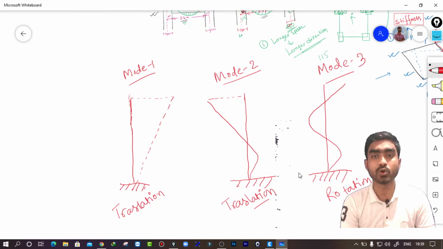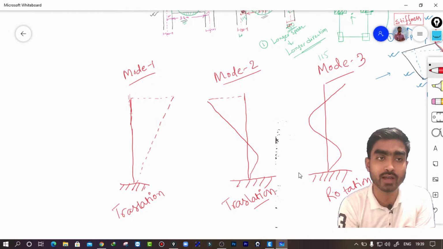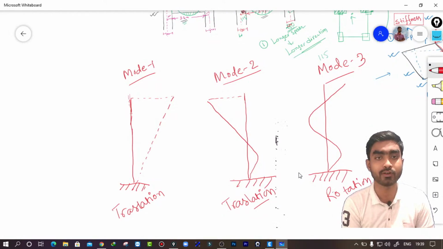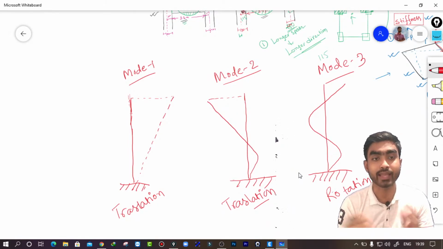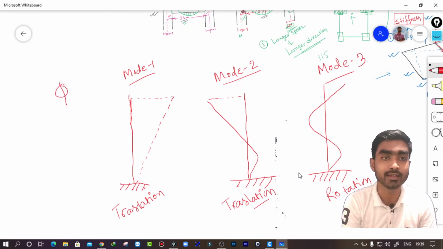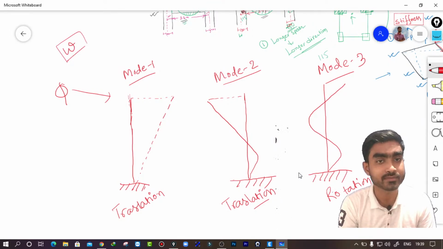Okay, so all these modes are depending on the eigenvalue. All of you have done the eigenvalue analysis in BTech. From the eigenvalue we can get the eigenvector, and this eigenvector, which is phi, represents these mode shapes, and eigenvalue means omega, the frequency.